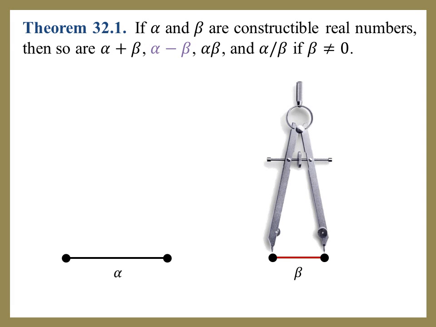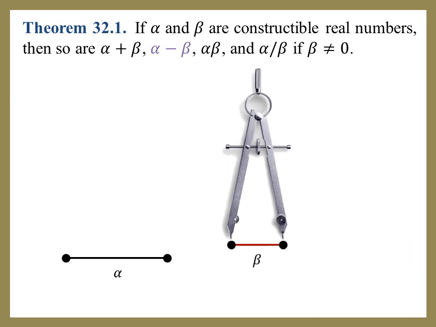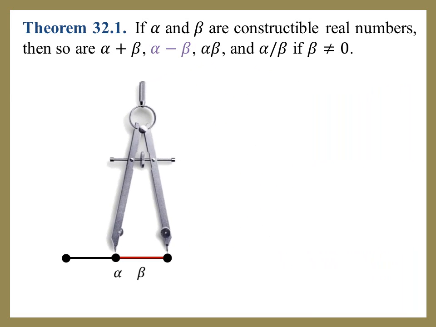If alpha and beta are constructible real numbers, then so is alpha minus beta. As in the previous result, we simply take the segment of length beta and translate it onto the line segment with distance alpha marked off on it. This results in a segment of the desired length as shown. For the sake of illustration, we assume beta is less than alpha, but this is not necessary.